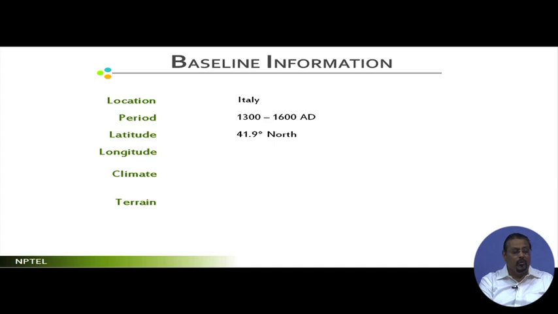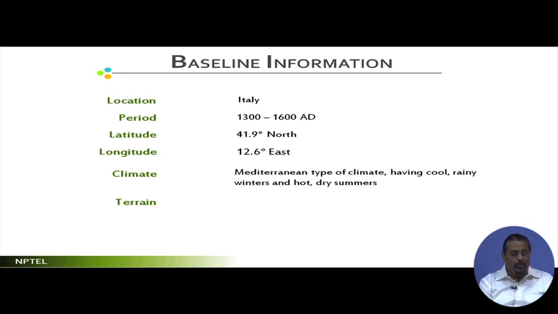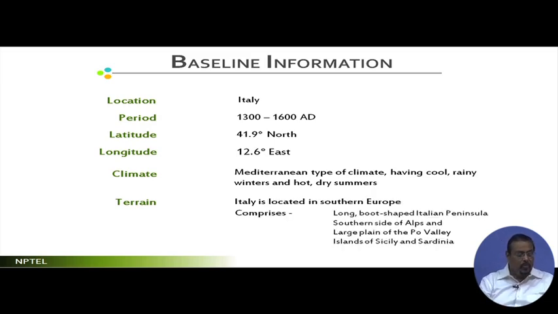The latitude is 41.9 degree north to 12.6 degree east. That's the location. And the climate is Mediterranean type, having cool, rainy winters and hot, dry summers, very typical of Europe, but wonderful. European climate is one of the climates which almost all over the world people like, they enjoy, they always refer back to it if we had European climates. Clear skies, cool yet sunny.